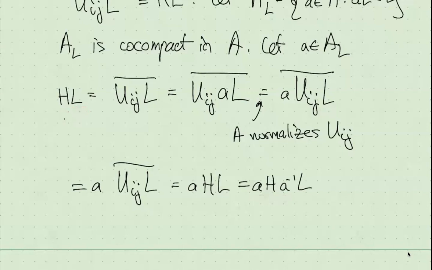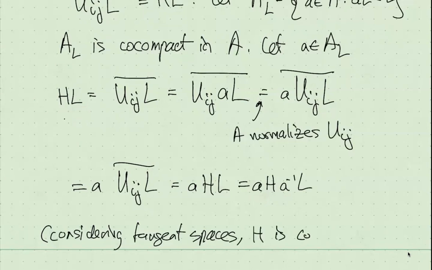H is a connected group. It's determined by its tangent space. And this is showing us that the tangent space is the same. So I'll just write it this way, considering tangent spaces. I should have said H is connected.